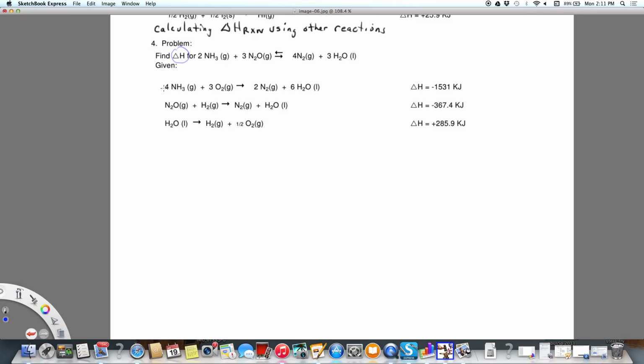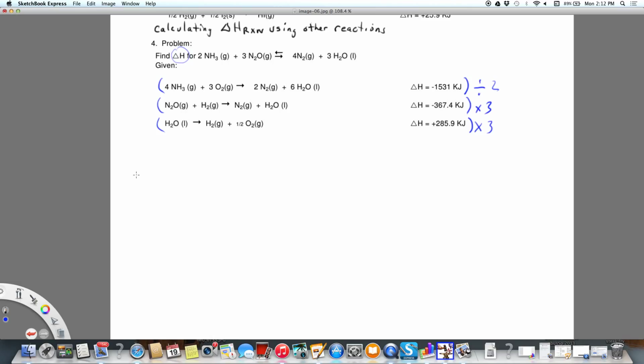So if we look here, we don't need 4 ammonias. We only need 2. So I'm going to divide the whole thing by 2, and we will divide the heat by 2. Okay, if you look at this, we need N2O, but we need 3 of them. So I'm going to multiply this whole thing times 3, everything, the heat and everything. And then water, we need 3 waters. Here I've got 1. So we're going to multiply this by 3, and then we'll be in business.